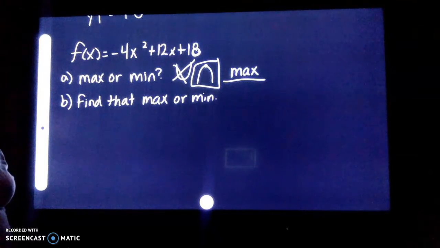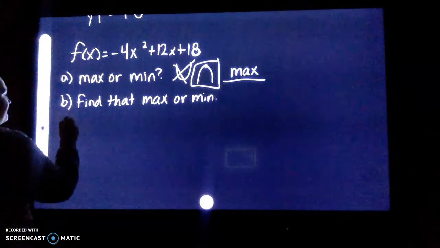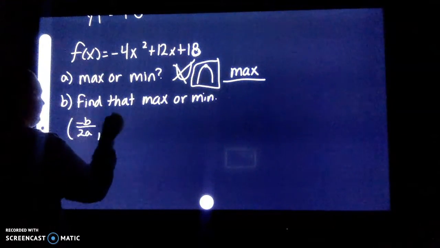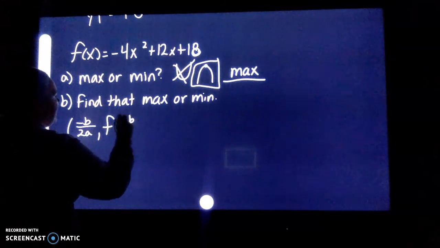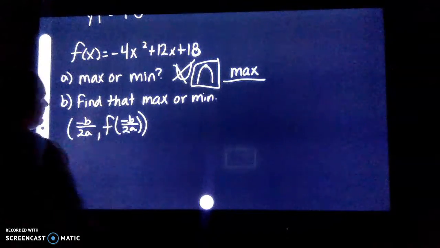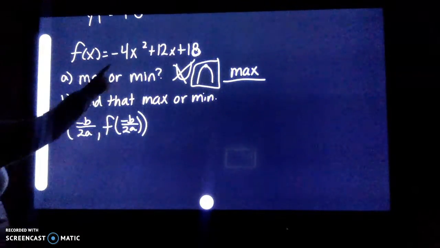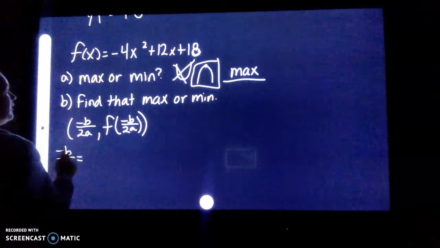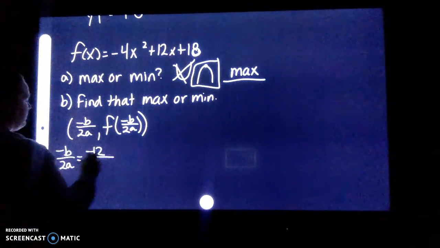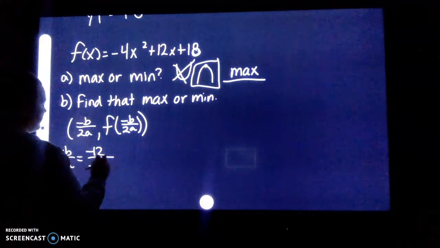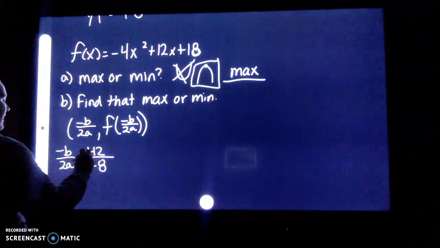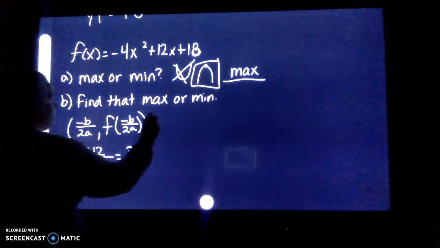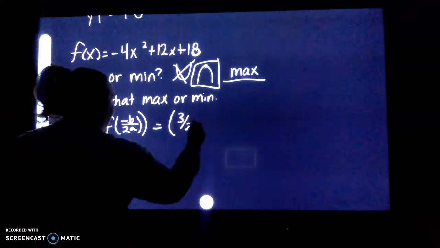Now I just need to find the vertex. So we do that. I know the coordinates of my vertex are -b over 2a, and then my function solved at -b over 2a. So I take -b over 2a and use those values. B is 12, so -12 over 2 times the -4, which is -8. Those negatives cancel each other out, and I can reduce this by pulling out a 4. So I get that my x-coordinate is 3/2.